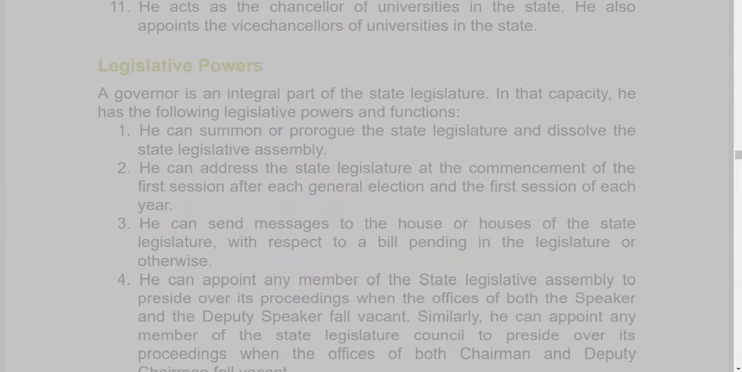11. He acts as the Chancellor of universities in the state. He also appoints the Vice-Chancellors of universities in the state. Legislative powers. A governor is an integral part of the state legislature. In that capacity, he has the following legislative powers and functions.